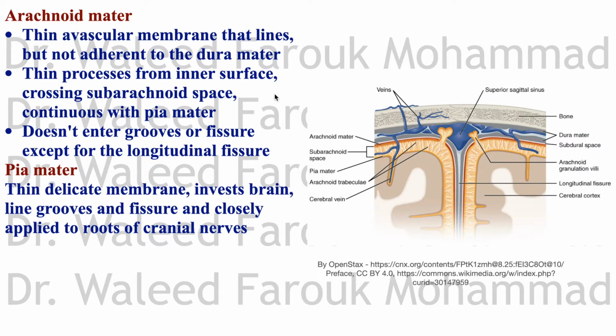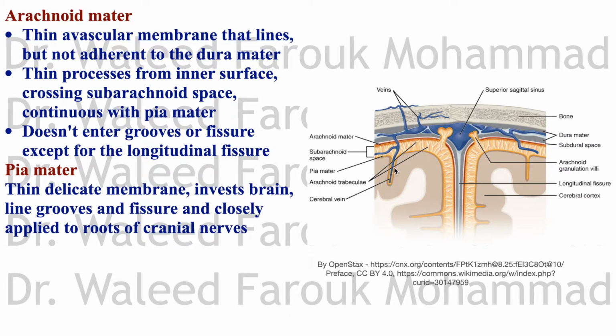Okay, arachnoid mater is a thin avascular membrane that lines but is not adherent to the dura mater. It's the one you can see here, this in orange. This is the arachnoid mater, and the gray one is the dura mater, the outer and inner layers of the dura mater. This is the arachnoid, forming here the arachnoid granulations. It has thin processes on the inner surface. See these processes that cross the subarachnoid space and continue with the pia mater.